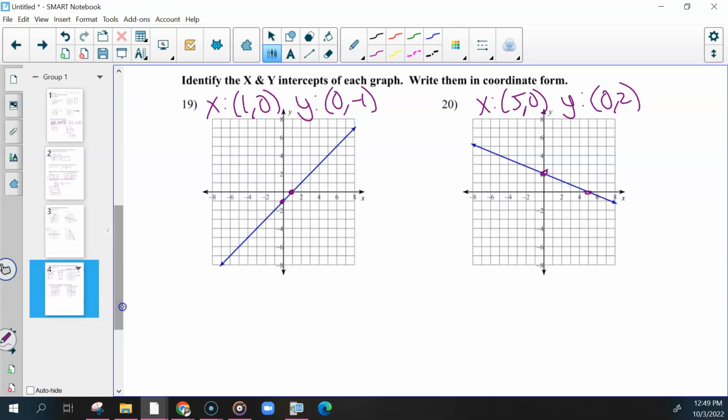So your test on this is going to be Thursday. So if you need help on any of these things, besides what we do in Flex, come see me after school tomorrow morning, Thursday morning to get help on any of these things.